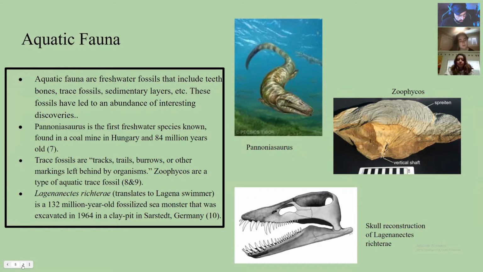And the Lagonectes richterae, which translates to Laguna swimmer, is a 132-million-year-old fossilized sea monster that was excavated in 1964 in a clay pit in Sarstedt, Germany. But it wasn't until 2017 that it was studied by international scientists.